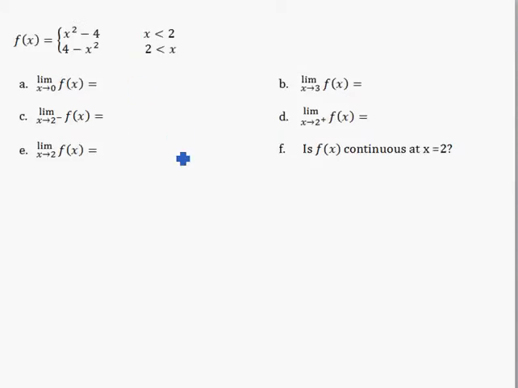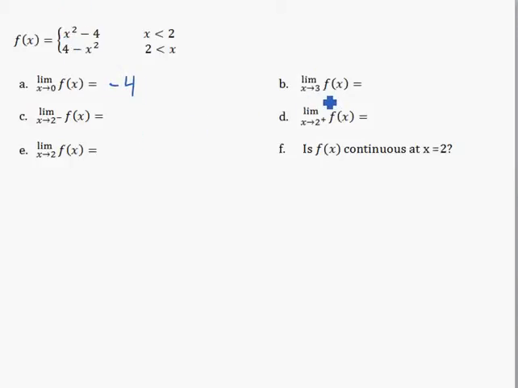Okay, we got several questions here. f of x equals this piecewise function, and my very first question is, as x goes to 0, what is f of x approaching? The limit as x goes to 0 of f of x is, well, if x is headed to 0, that means we are entirely less than 2, because 0 is less than 2, so that means f of x is approaching whatever x squared minus 4 is approaching, and as x goes to 0, x squared minus 4 has to approach negative 4.